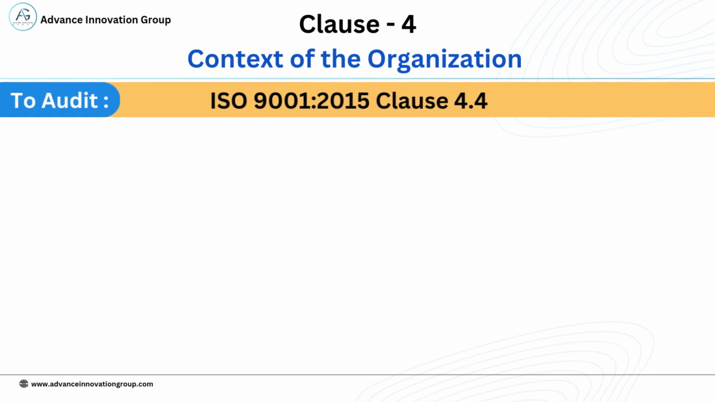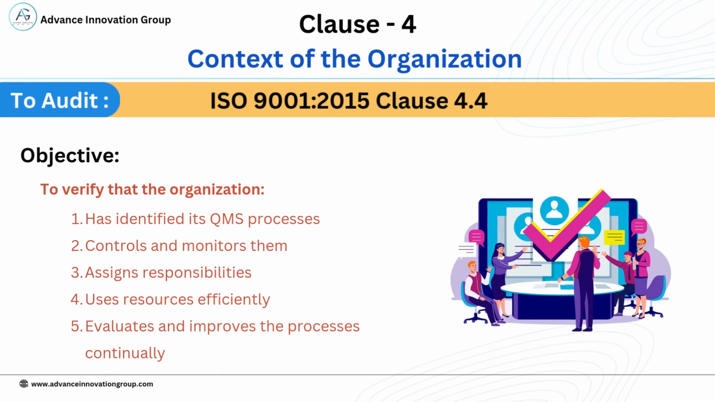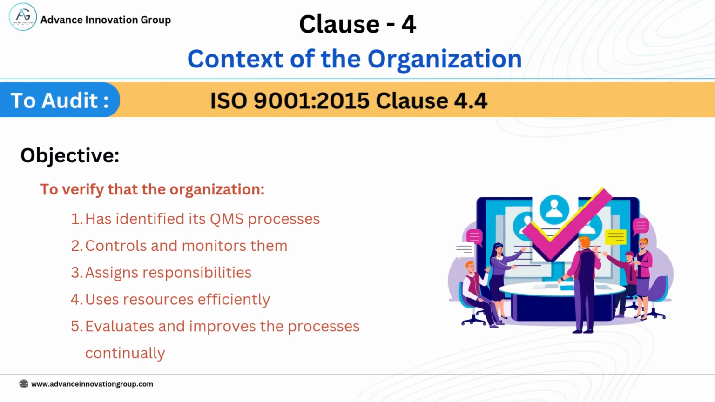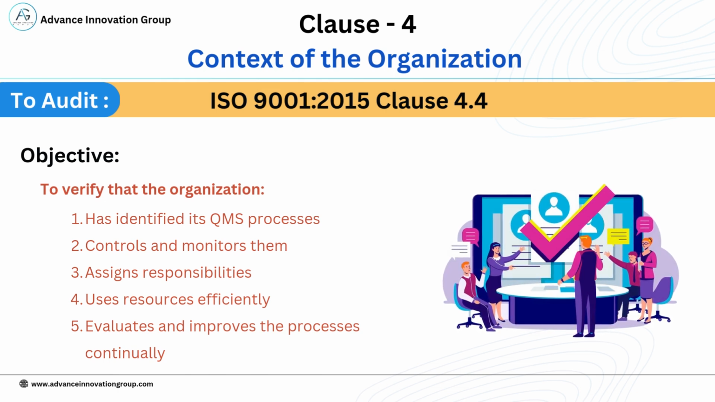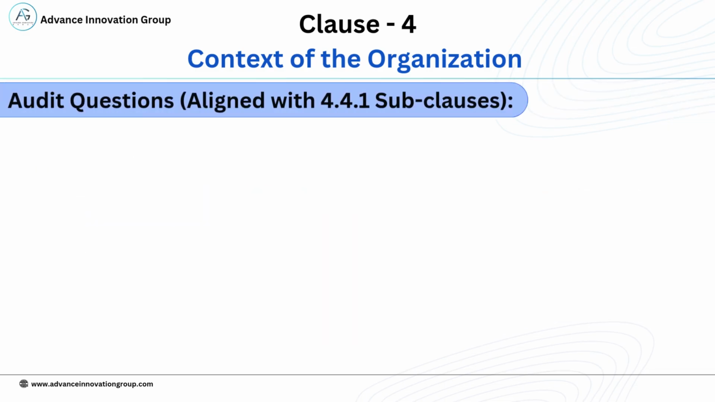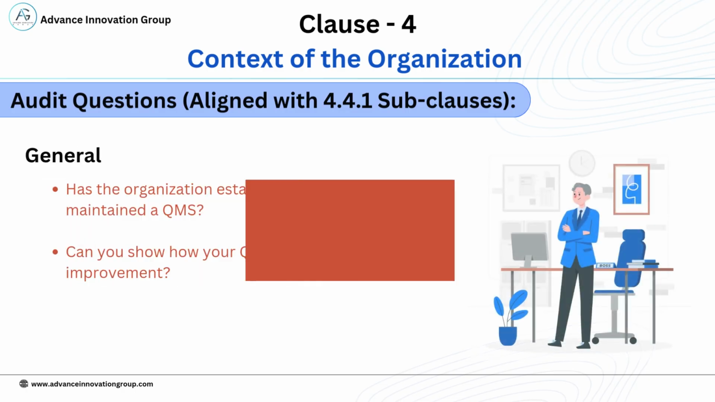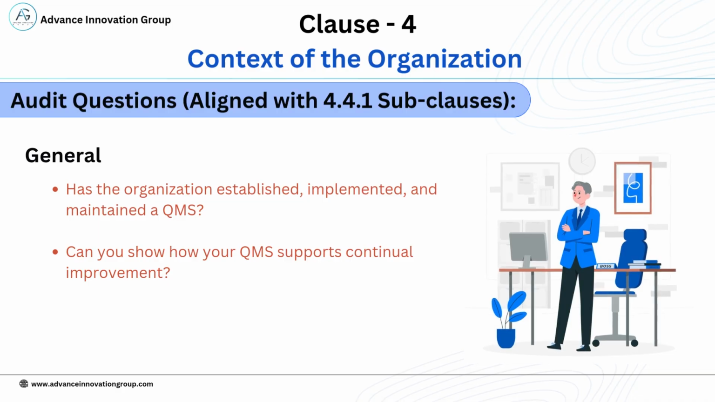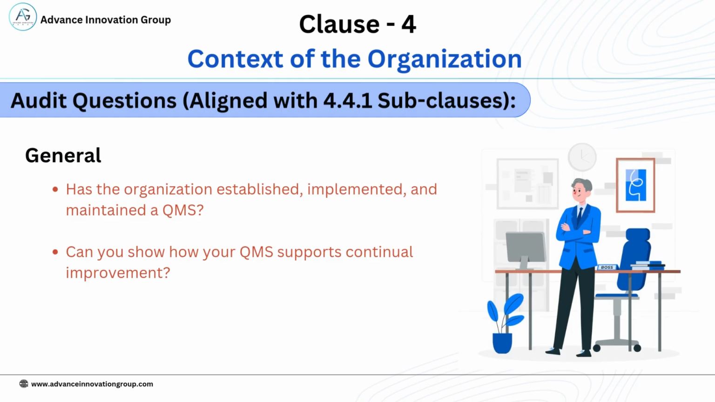To audit ISO 9001:2015 Clause 4.4, the objective is to verify that the organization has identified its QMS processes, controls and monitors them, assigns responsibilities, uses resources efficiently, and evaluates and improves the processes continually. Audit questions aligned with 4.4.1 subclauses. General: Has the organization established, implemented, and maintained a QMS? Can you show how your QMS supports continual improvement?